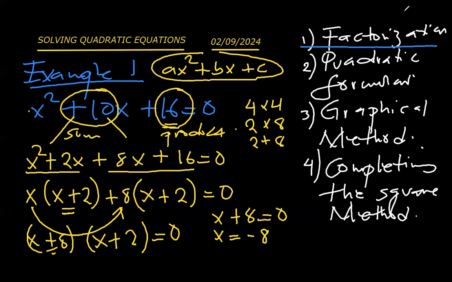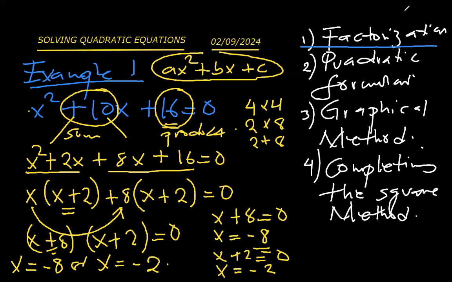Remember, quadratic equations will always have two solutions. So in this case, the first solution for x is negative 8. The second solution using x plus 2, you say x plus 2 is equals to 0, and then our x would be negative 2. There it is. So our two solutions, you can say x is equals to negative 8, or x is equals to negative 2. So that's how you solve quadratic equations when you have no coefficient of x squared. All right, that's how you solve.